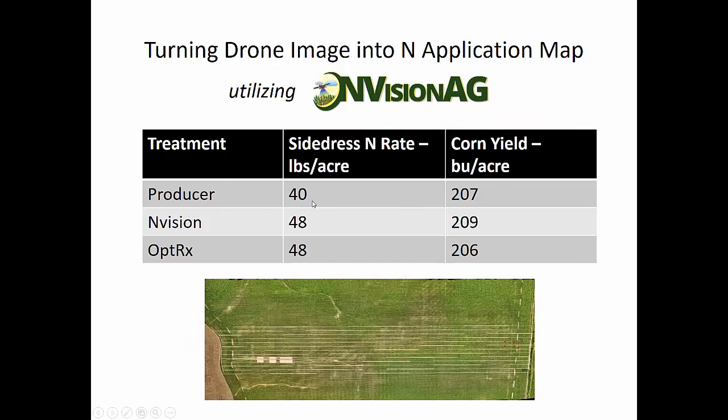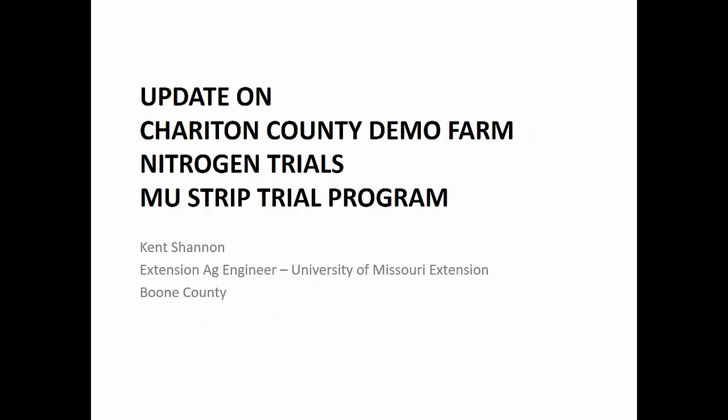So this is the producer, and he was going to put another 40 pounds of N on the field. And then our yields, the Envision or the drone image on average put 48, and the sensors on the applicator put 48. So the promising thing to me about this first go around, and this was in 2016, is that we were able to create an image. We were a little bit over what the producer would have done, but we had very comparable yields from that standpoint. So the technology seemed to be working, and we're moving forward with it.